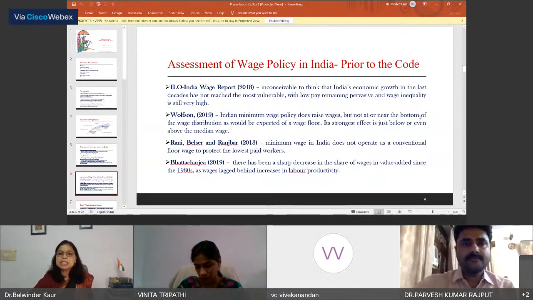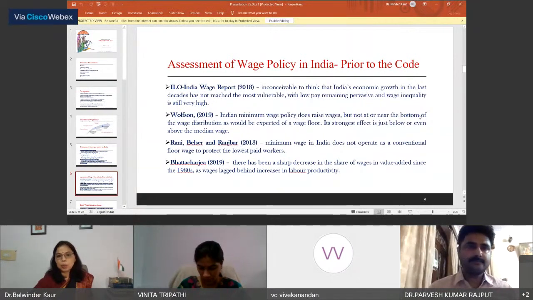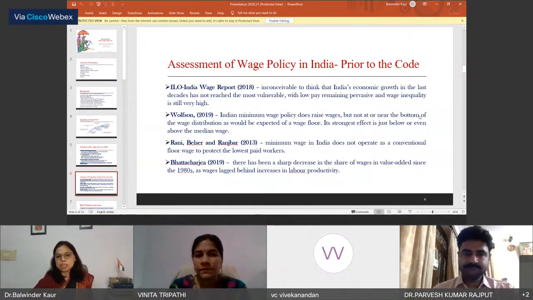Its strongest effect is just below or even above the median wage. Then minimum wage in India does not operate as a conventional floor wage to protect the lowest paid worker.